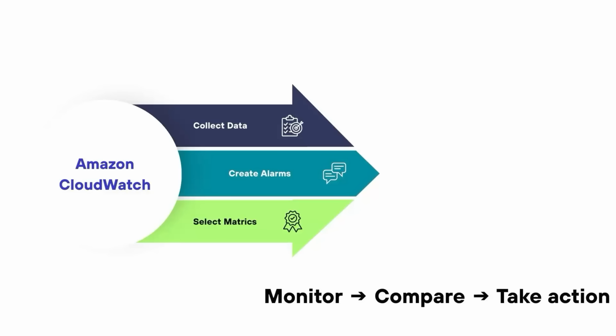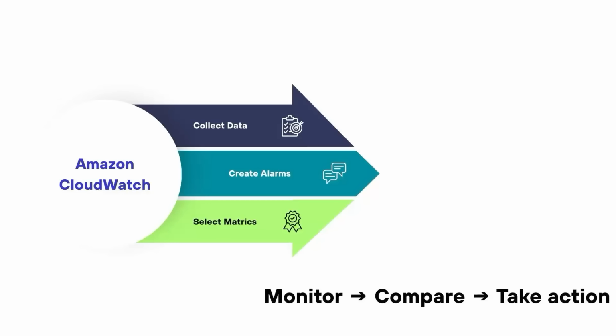In AWS, we have a service called Amazon CloudWatch. CloudWatch is a monitoring service, and CloudWatch does two main things. The first thing is it collects data. What kind of data is this? The data related to the CPU, memory, network. And the second, it allows us to create an alarm.